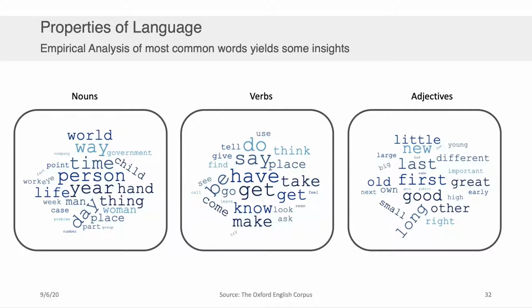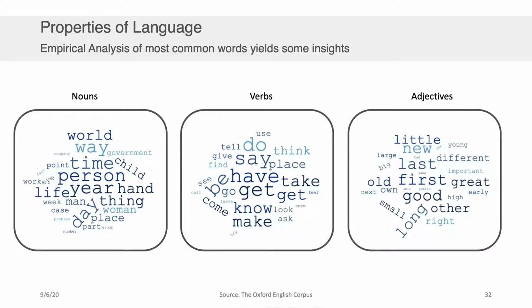So looking at the nouns, for example, you can see we care about people, we care about time, we care about men, women, and children, we care about places, we care about the world, we care about the government, we care about work, facts, problems, numbers, etc. If we turn our attention to verbs, we care about what we have, what we're going to be, what we're going to get, what we know, what we can make, what we can do, and so on.